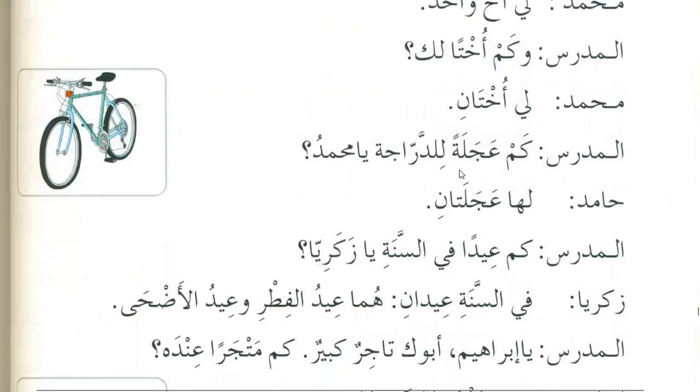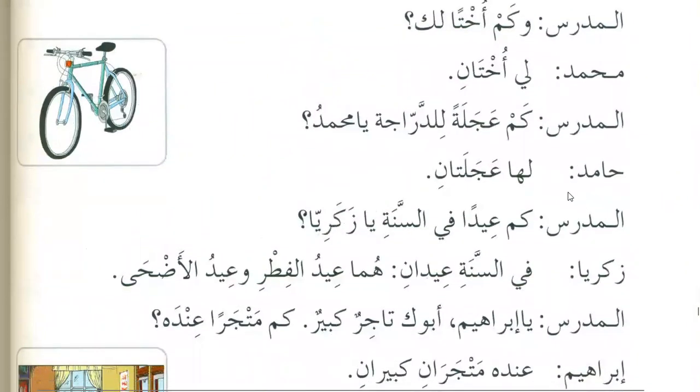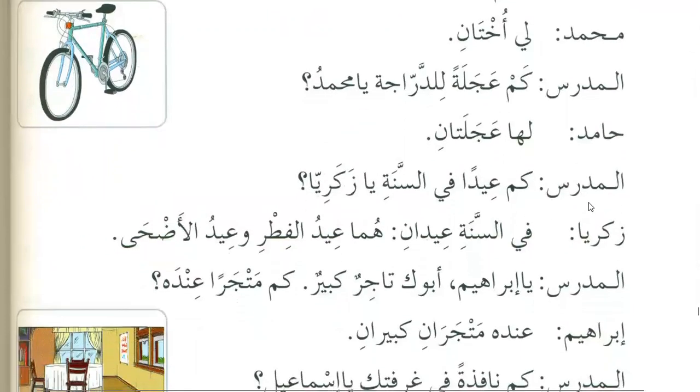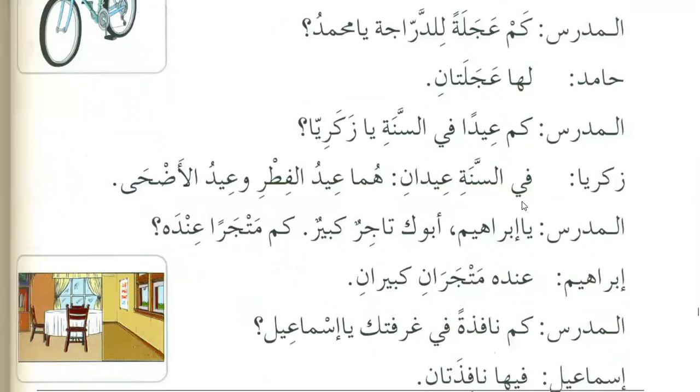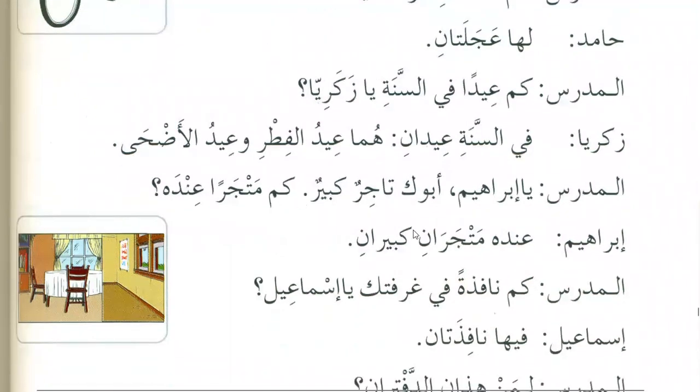Al-mudarisu, the teacher: Kam ajalatan lid-darajati ya Muhammad? How many wheels does a bicycle have, O Muhammad? Muhammad: Laha ajalatani, it has two wheels. Al-mudarisu: Kam eidan fis sanati ya Zakaria? How many eids are in a year, O Zakaria? Zakaria: Fis sanati eidani, in the year there are two eids, huma, they are Eid al-Fitr and Eid al-Adha.